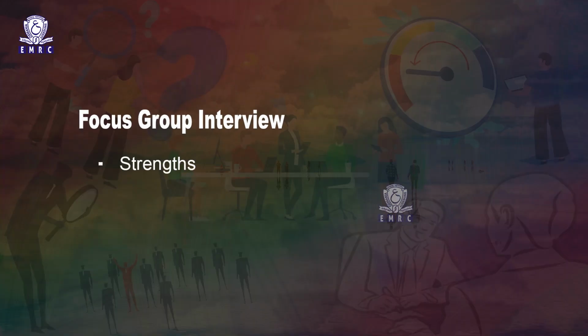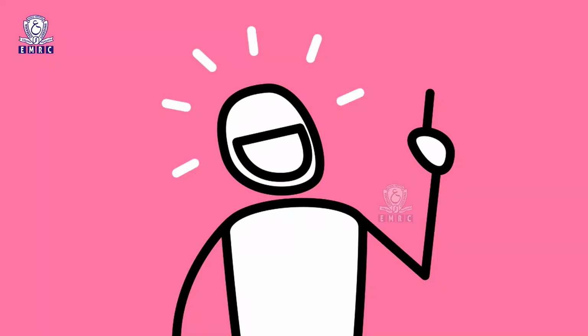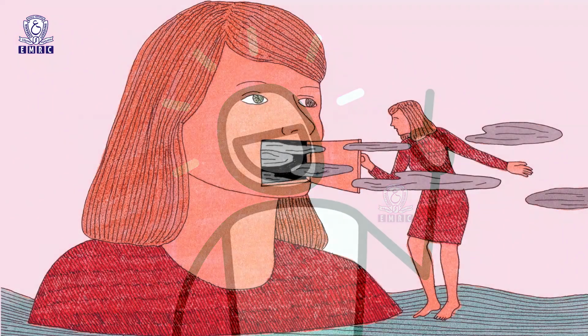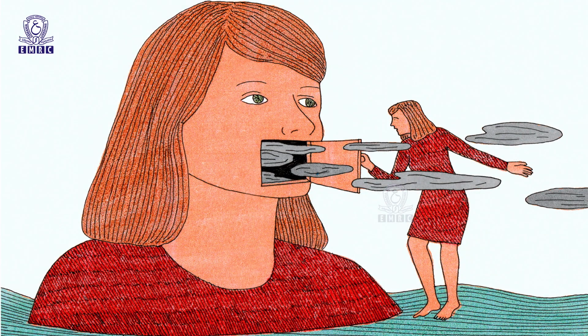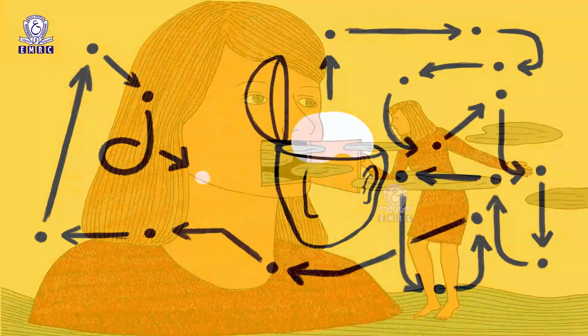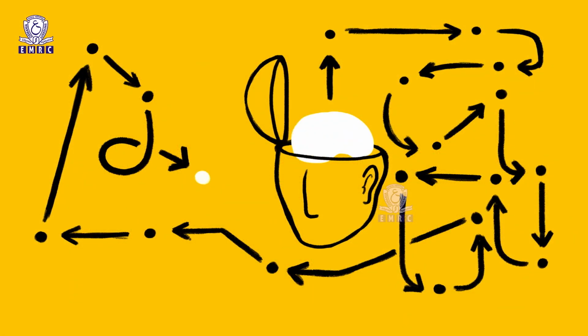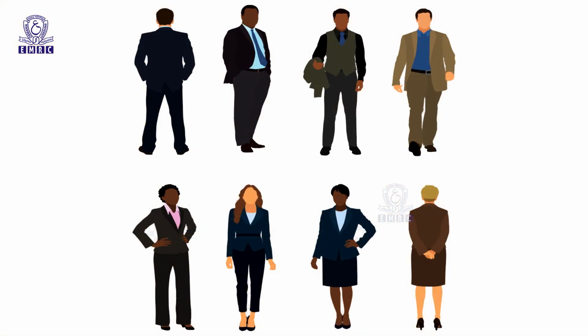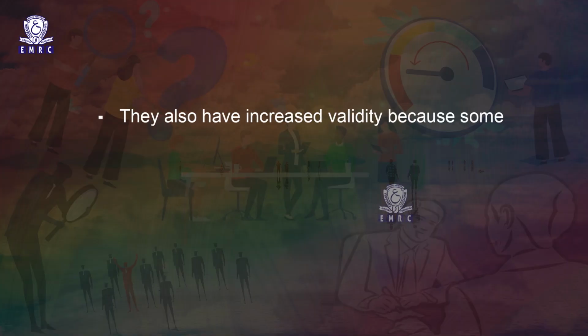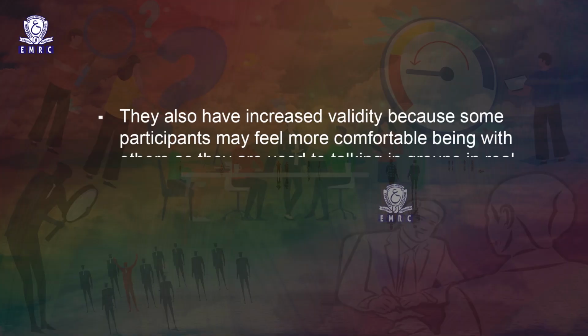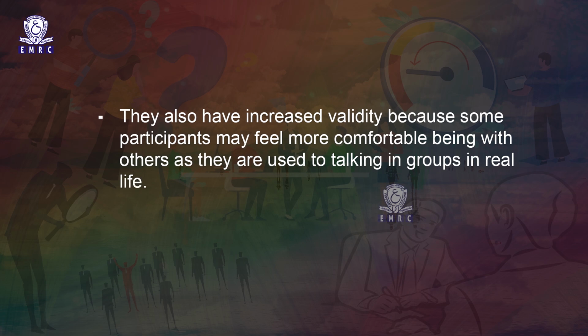The strengths are: group interviews generate qualitative narrative data through the use of open questions. This allows the respondents to talk in some depth, choosing their own words. This helps the researcher develop a real sense of a person's understanding of a situation. Qualitative data also includes observational data such as body language and facial expressions. They also have increased validity because some participants may feel more comfortable being with others as they are used to talking in groups in real life.